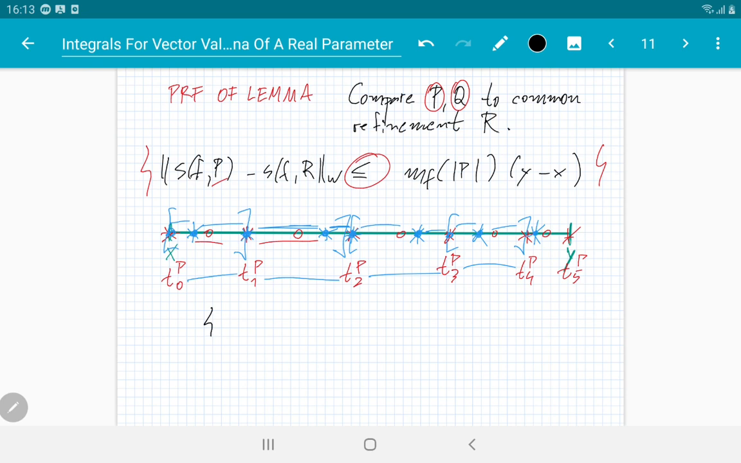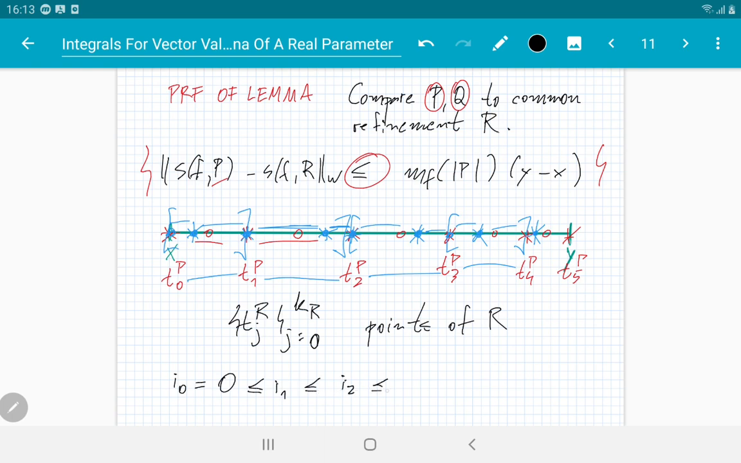Again, let me write this. I'm going to call these points of R t_j, for j equals 0 to k of R, and I'm going to look at these indices: j_0 equal to 0, less than or equal to j_1, j_2, up to j_{k_P}, which is equal to k_R, such that the ith point in partition P is equal to the j_i-th point in R. Let me call these j's, because I have j above.